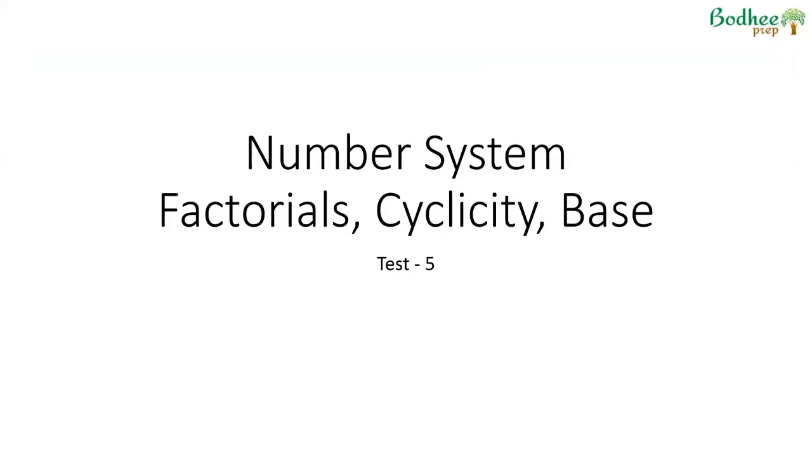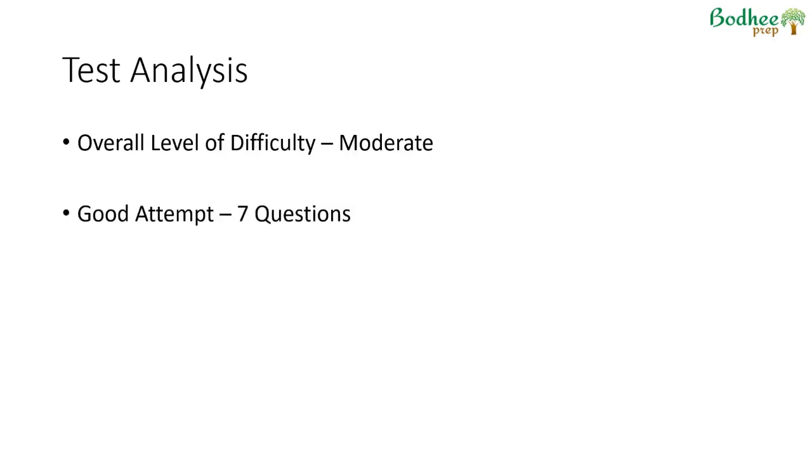This video covers questions on factorial, cyclicity, and base system, and this is the fifth test of these topics in the app. The overall level of difficulty for this test would be about moderate. 6 to 7 questions net correct would be a good attempt for this test. That would probably fetch you a 95 percentile plus in a similar sort of exam, the actual CAT.